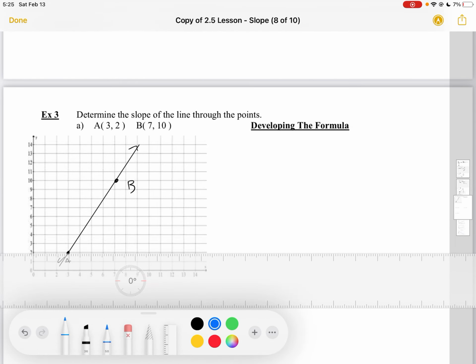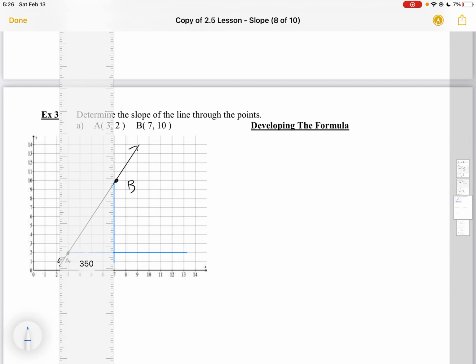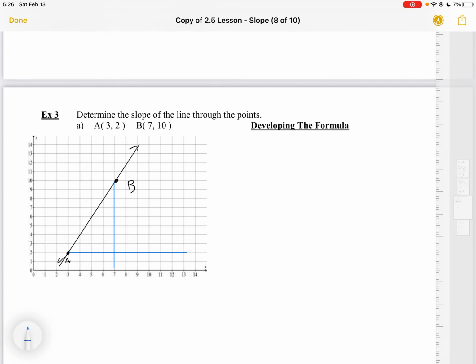I'll do that in blue. Go across. I'll go across here. Okay, so I've got my right angle triangle here. Let's see, my run is 4, and my rise is 1, 2, 3, 4, 5, 6, 7, 8. So I can get that by counting the squares, but I can also get that by looking at the difference between my points. So I'm going to call this point C, and it's at 7, 2. B is 7, 10, and A is 3, 2.